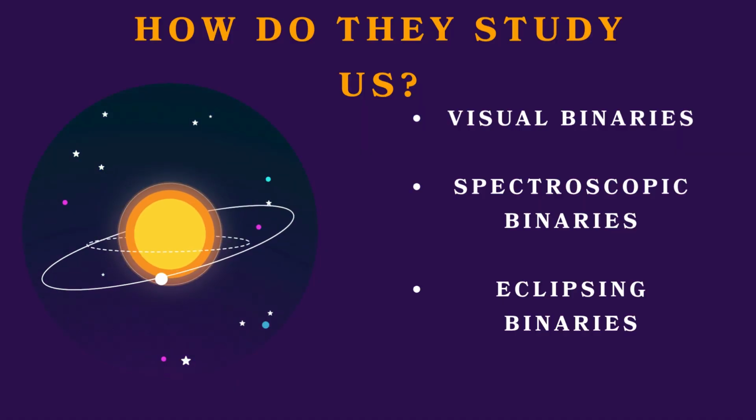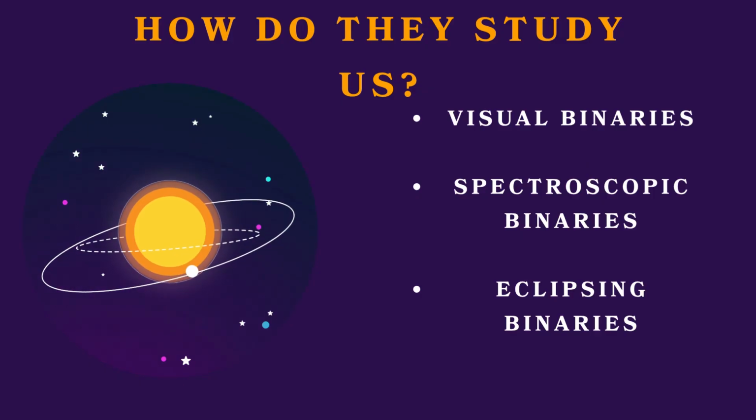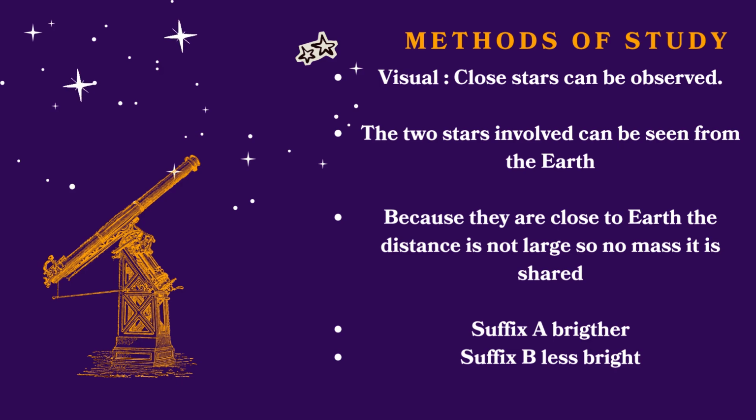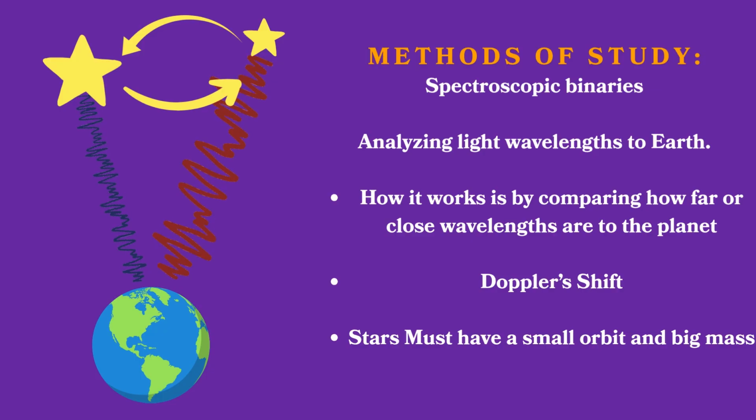Also, how do astronomers study these special systems? There are three different ways to do it, and we will discuss them in this video. The first one is visual. Just as if it was another star, the telescopes will point to the system and then refer to the brightest one with the suffix A and the other one with the suffix B. The second one is a little more complicated: the frequency that comes closer will be blue, while the one moving away will be red, which is called Doppler shift.